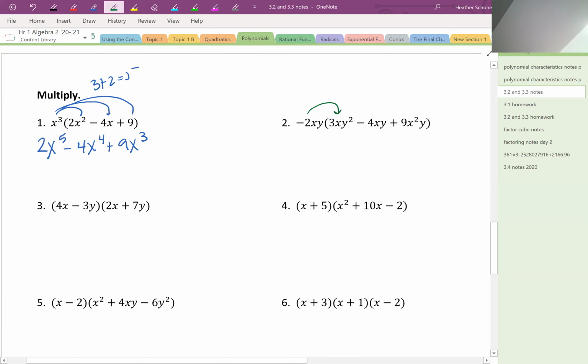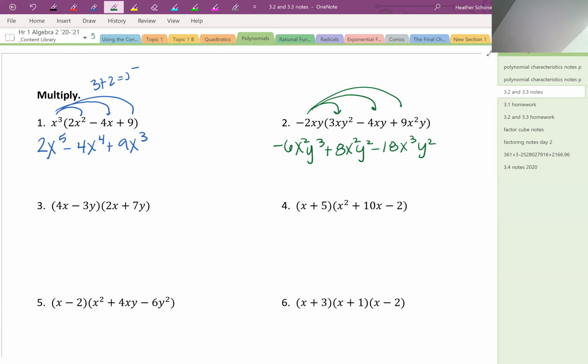On the next one, same deal. Negative 2 times 3 would be negative 6. And we get x squared y cubed. And then we get positive 8x squared y squared. And then negative 18x cubed y squared. There's no like terms because they not only have to have the same variables, but they have to be raised to the same power. So we're good.